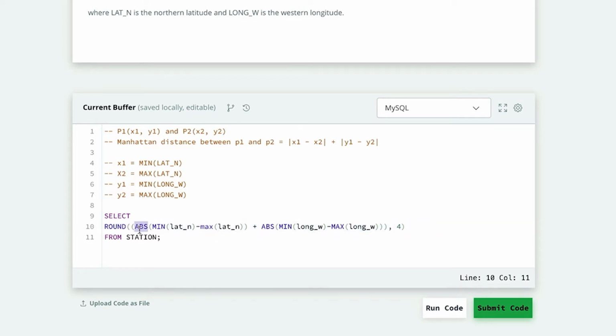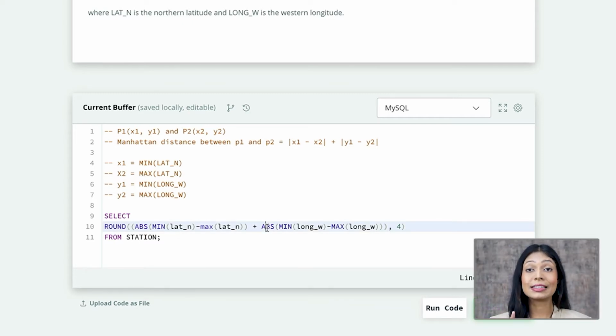For the modulus, we will use the absolute function. The ABS function returns the absolute value. In simple words, we can say that it removes the negative value. For example, the modulus of 3 minus 2 is equal to plus 1 and the modulus of 2 minus 3 is equal to plus 1 as well.